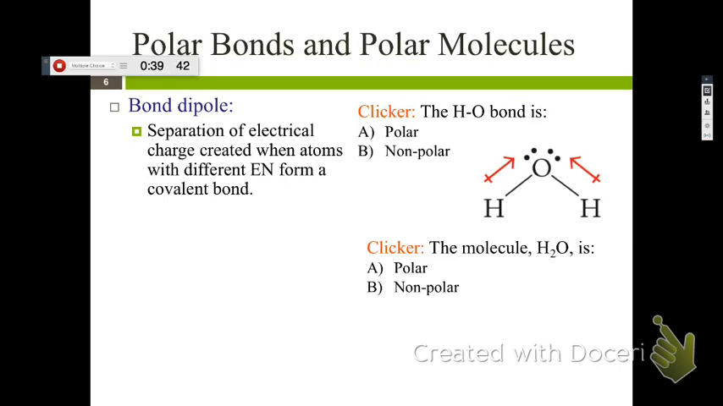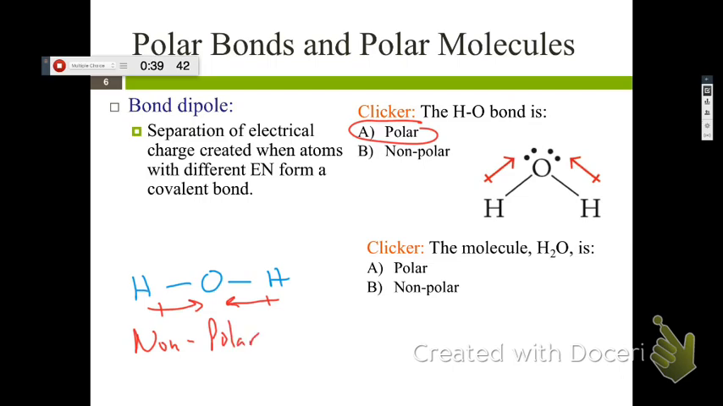So what do you guys think about this? If I draw water from a different angle, this is what it looks like, right? So we said that water has polar bonds. If we draw it like this, do the vectors cancel out? So what is the step we're missing if this is the conclusion we come to?